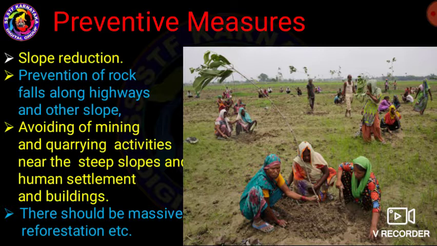One is slope reduction, second is prevention of rock falls along the highways and other slopes, third is avoiding mining and other activities. These are the preventive measures of landslides. Understand? Meaning of landslides: causes, effects, distribution and preventive measures of landslides.